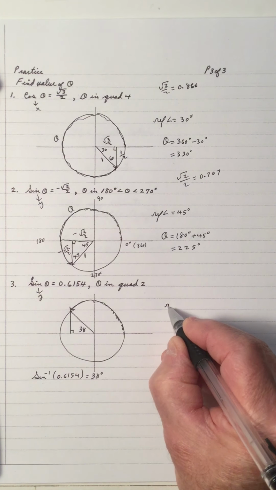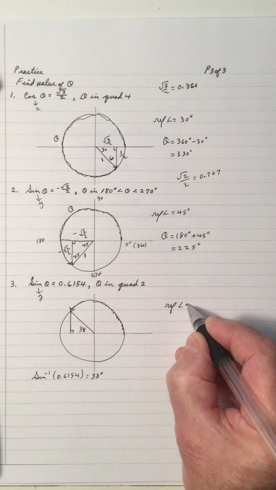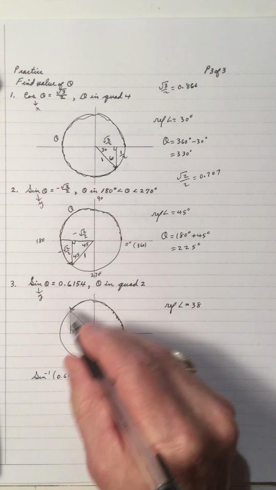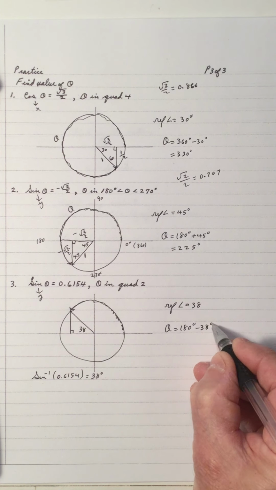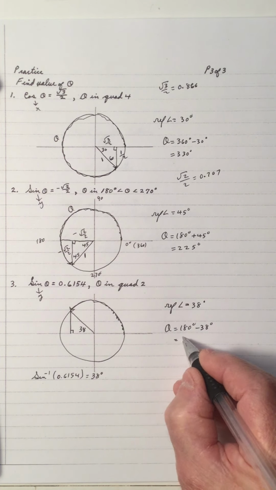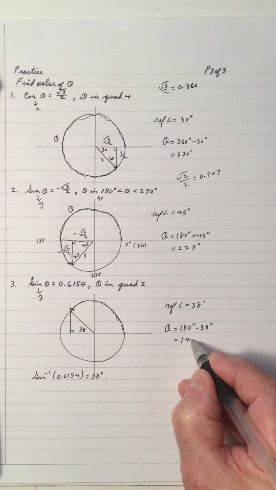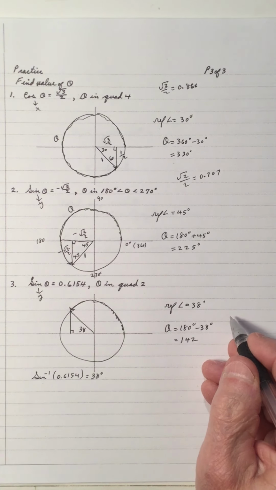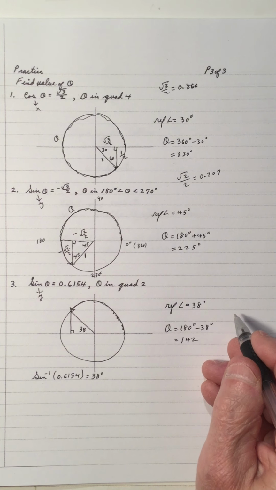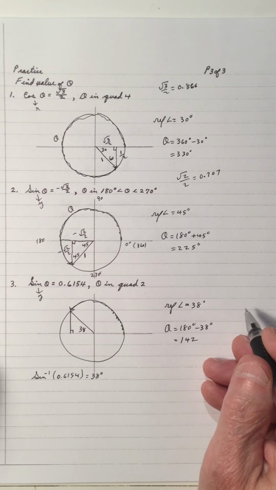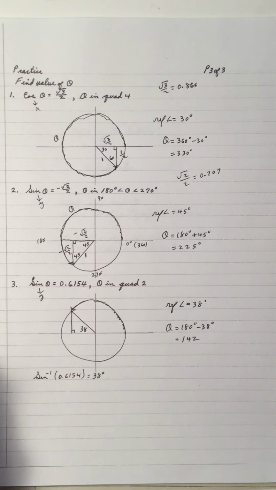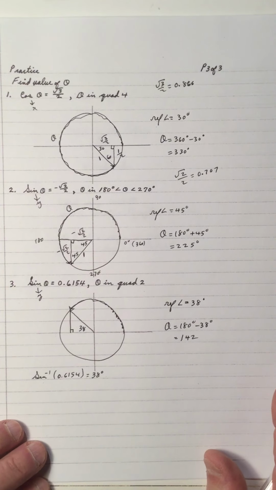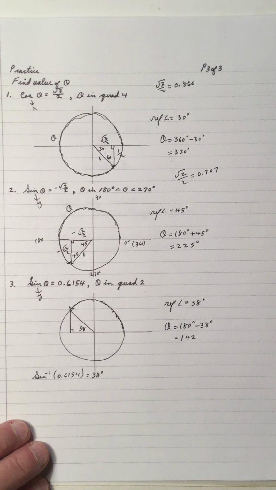So if the reference angle is 38 degrees, then theta is 180 minus the 38 degrees. So theta is 142. Perfect. That's the value of theta. So that brings us to the end of finding the theta in different quadrants.